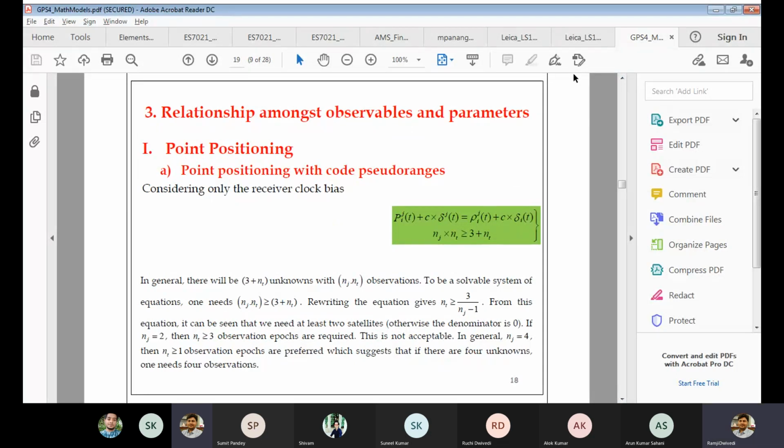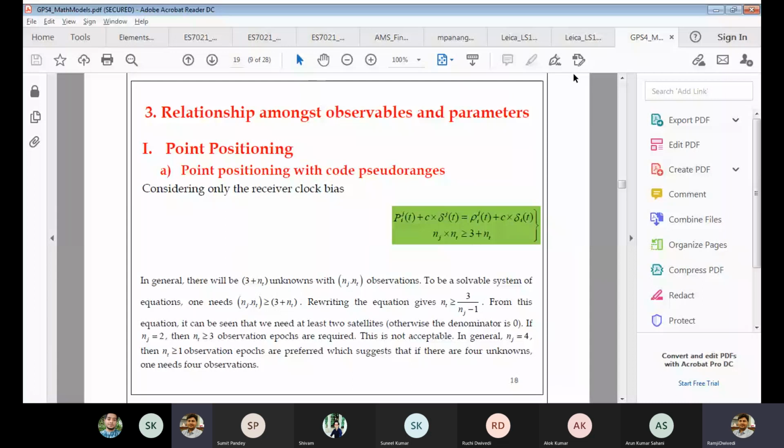So for point positioning with code pseudo ranges, can you just understand the first equation which we are writing? It is Pijt plus C delta Jt is equal to rho Ijt plus C delta It. This is the fundamental equation for point positioning with code pseudo ranges. Now what you have to give us in this relationship is how many satellites there should be, which should be more than the minimum required, isn't it? Because if you have satellites available in your location, the number of observables should be more than or equal to the minimum number of unknowns.